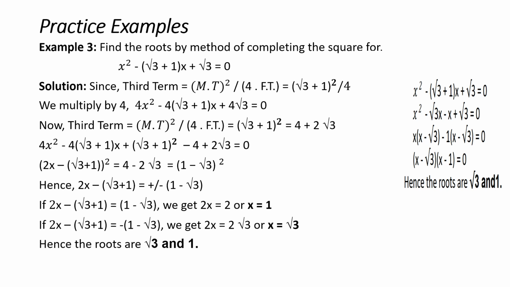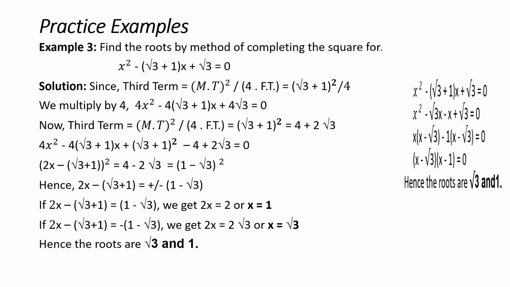So 4x² − 4(√3 + 1)x + (√3 + 1)² is a perfect square. So now it is the square of what? It is the square of 2x − (√3 + 1). So on the left hand side we have (2x − (√3 + 1))². Bring the other two terms on the right side, which is 4 − 2√3.